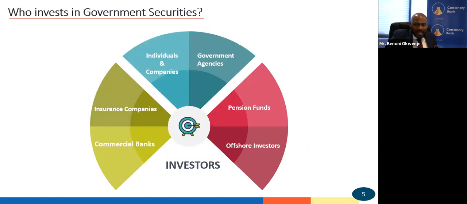And then lastly, my last slide, real quick: who invests in government securities? Of course, commercial banks invest quite a bit. It's also a statutory requirement by Bank of Uganda to have a certain percentage of their assets in liquid assets, and treasury bills and treasury bonds form these. Insurance companies as well, individuals, companies, government agencies, pension funds. We know we have, for example, NSSF Uganda, the biggest pension fund in East and Central Africa. I think they own maybe slightly below 50% of outstanding stock of government bonds. And offshore investors.